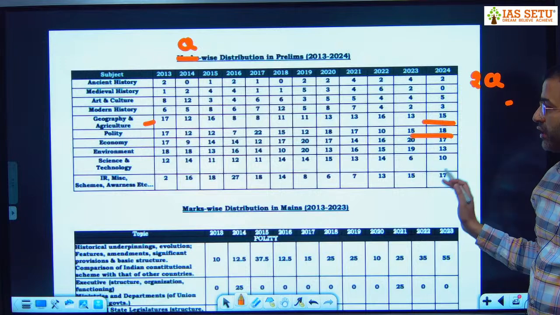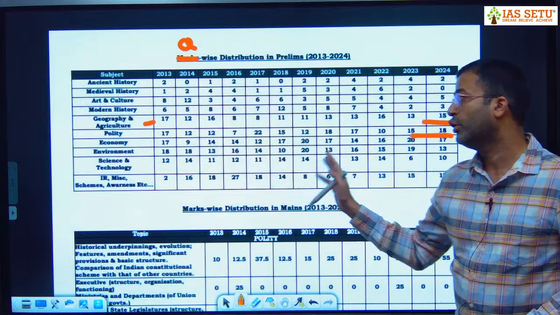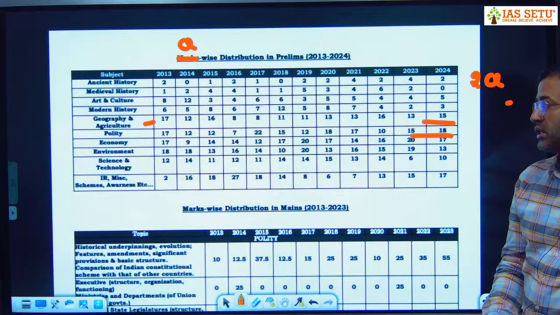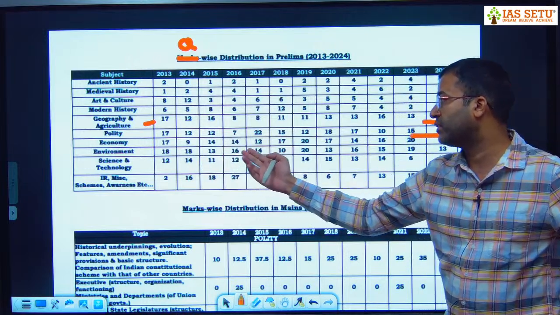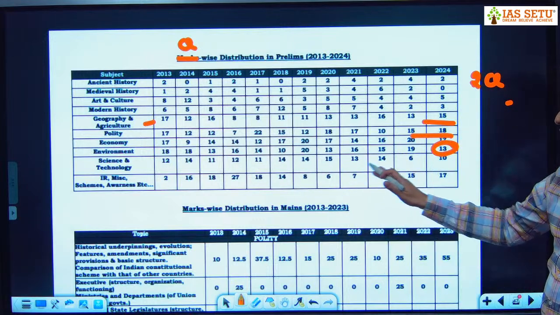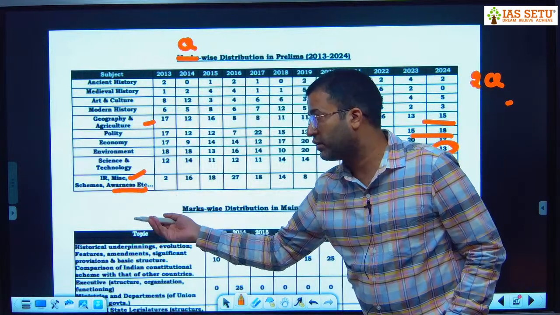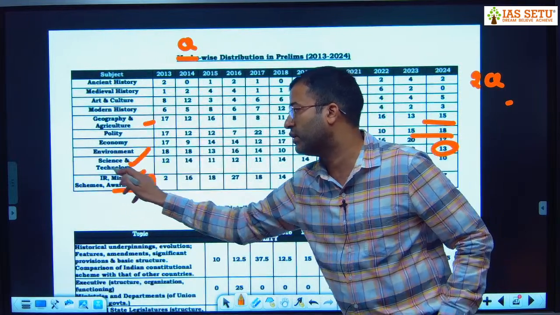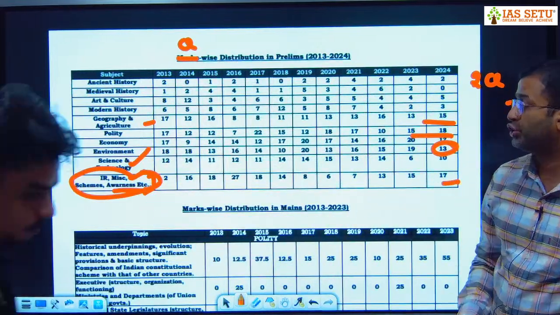Polity nearly 15-18 questions. Economics throughout, except 2014, 2 digit. मतलब 15 से 20 questions economics से आते ही आते हैं हर साल. Ecology also like 2 digit number: 18, 18, 13, 16. So in 2024 there were 13 questions. Science and technology, IR, miscellaneous, schemes, current affairs. Other than this, अगर science and tech का current affair है, we have included it here. So here we have 17 questions in 2024.